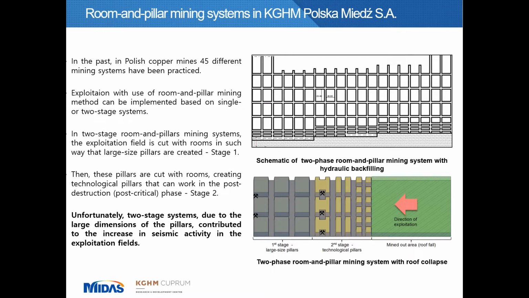In addition, in order to prevent the formation of large-scale failures, the deposit was divided into smaller mining fields, mining panels, between which large-sized pillars with geometry much larger than in the case of technological pillars were placed. It made it, of course, possible to limit the development of potential instability to the area of one mining panel.